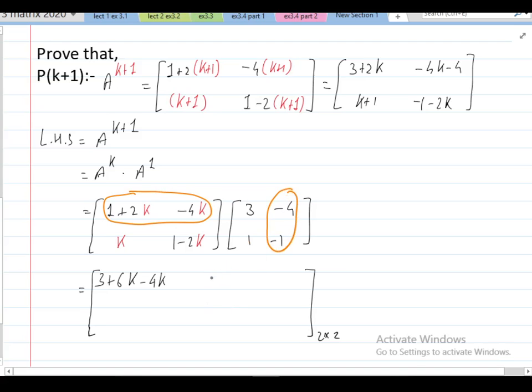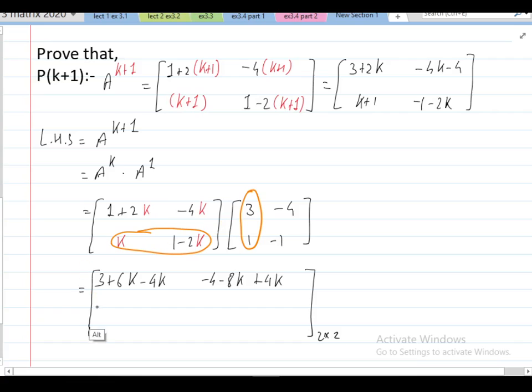Then, first row and second column: minus 4 into minus 1, 4, minus minus 4k... 8k plus 8k... plus 4k. Okay. Now second row, first column: 3k plus 1 into 3, minus 2k. And finally, minus 1 into minus 4k, 4k, minus 1 plus 2k.